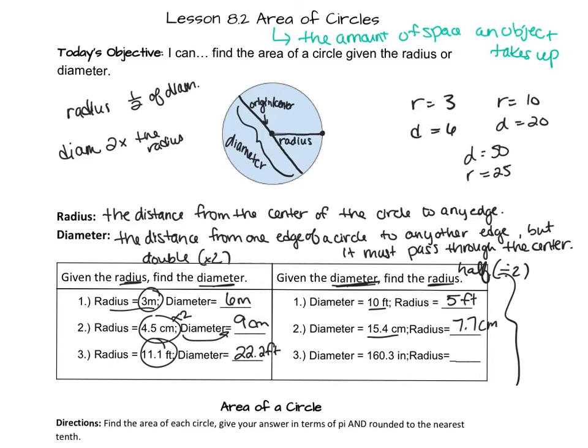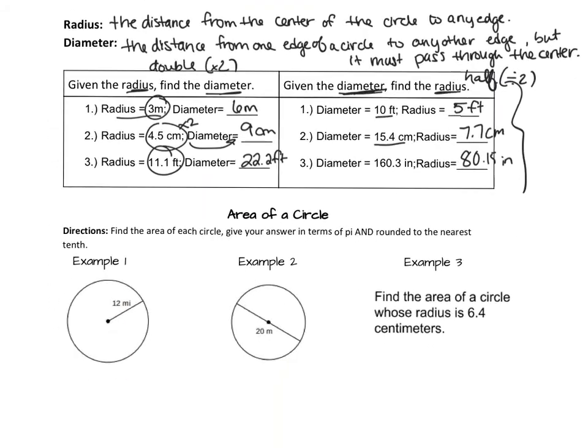And if I have a diameter of 160.3, my radius is going to be 80.15 inches. Okay, so hopefully this is a good understanding of how to find the radius given the diameter, and vice versa. So you have to be able to do that in order to find the area of any circle. So let's move on.